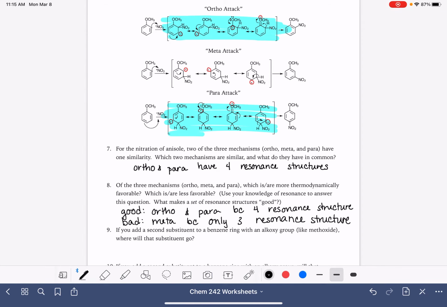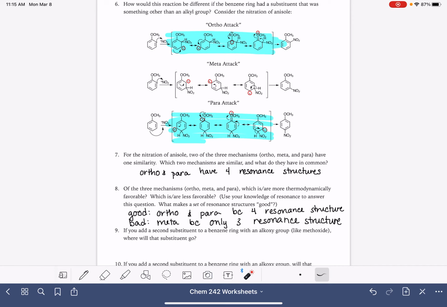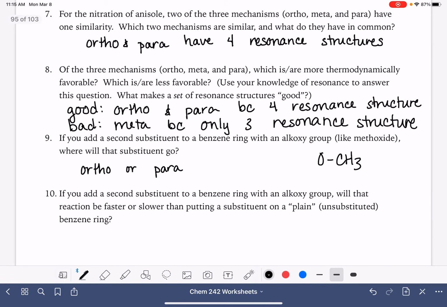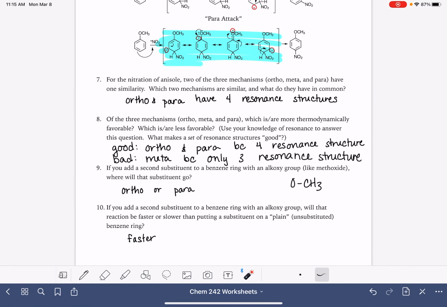So to generalize what we're looking at here, if we add a second substituent to a benzene ring that has an alkoxy group, anything that is like OCH3, like methoxide, which is what we have in this example, where will that substituent go? It's going to go into the ortho position or into the para position, because those are the better mechanisms. If you add a second substituent to a benzene ring with an alkoxy group, will it be faster or slower? It's going to be faster, because putting the substituent on a plain benzene ring only has 3 resonance structures. The alkoxy group allows us to have that 4th resonance structure, which makes it good.